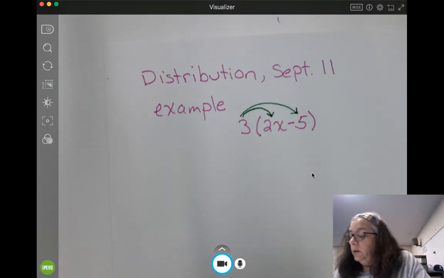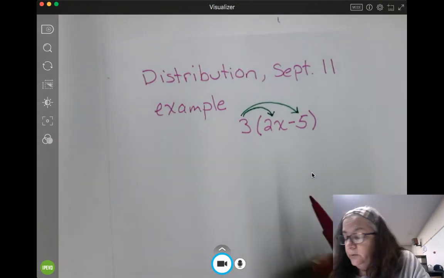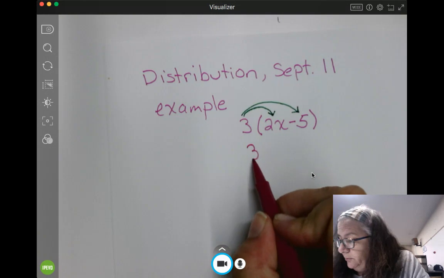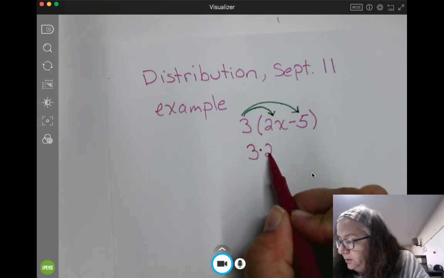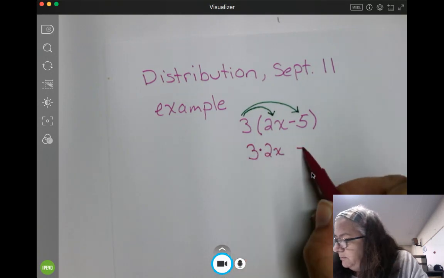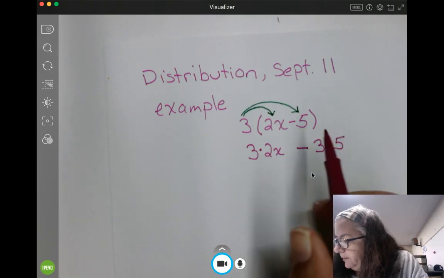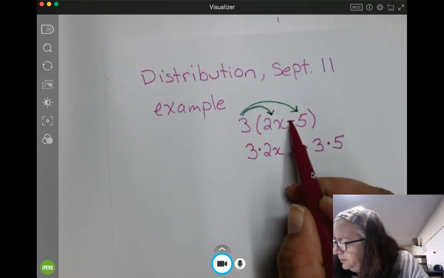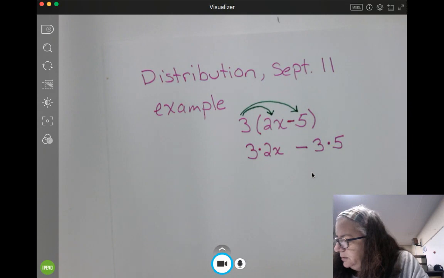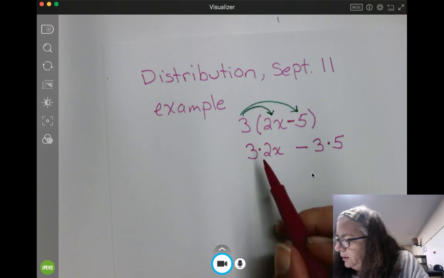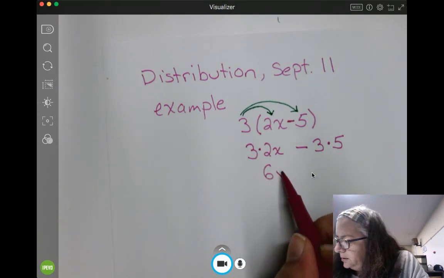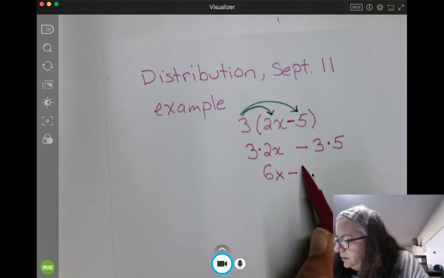The long way to write this, and I would like you to do it just for this example, would be 3 times 2x minus 3 times 5. Why did I put a minus here? Because this is a minus. Okay, so that would be 6x minus 15.